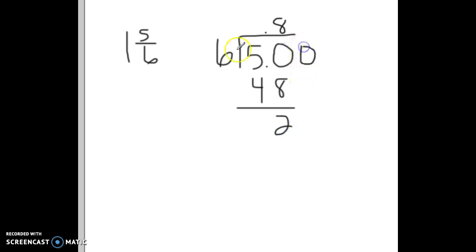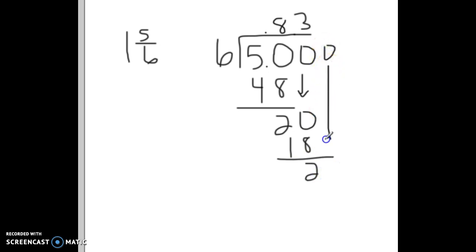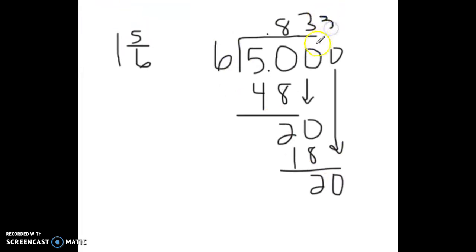So let's add a 0. And let's bring that 0 down because it doesn't help us if we don't use it. 6 goes into 20 3 times. 6 times 3 is 18. So let's subtract, add another 0, bring it down. 6 goes into 20 3 times. And I think what we're doing is we're running that same situation we just had a minute ago, where it's going to keep repeating itself.